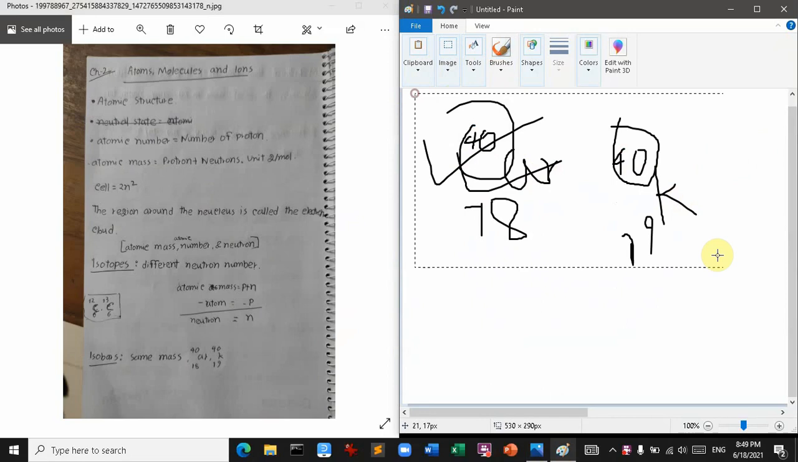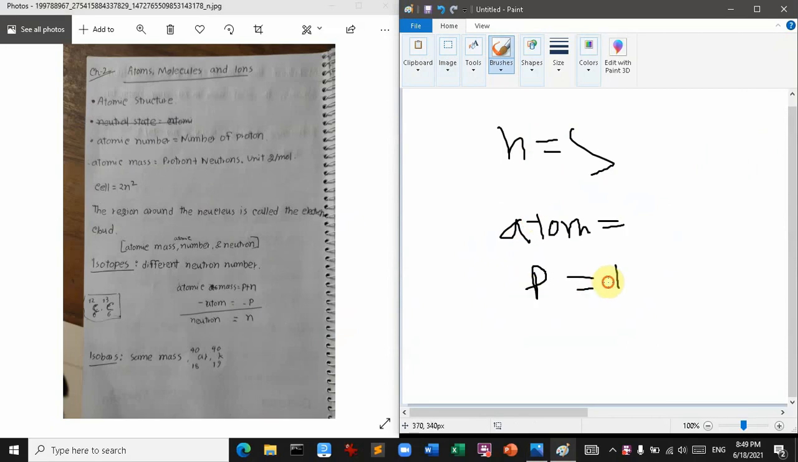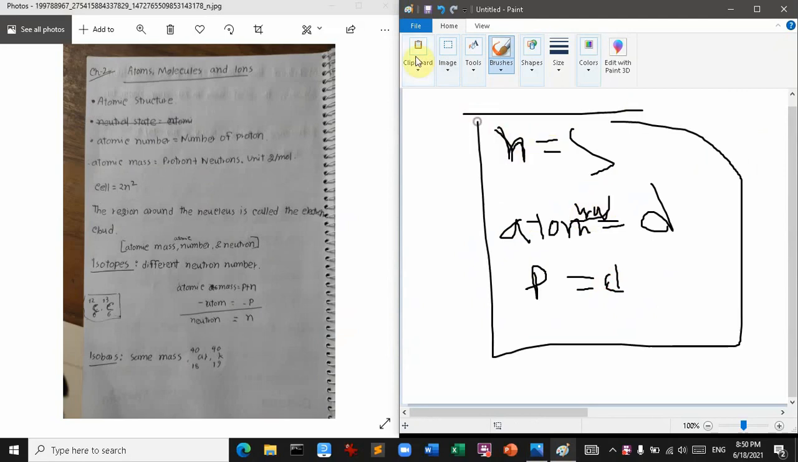The last one, the third category of similarity, is isotones. In isotones, the neutron numbers are the same, but the atomic mass and the atomic number, you can say proton number, are different. Atomic mass and proton number are different, but their neutron number is the same. Examples are carbon and other atoms with the same neutron numbers, but the rest of the things are not the same. Those types of similarities are called isotones.